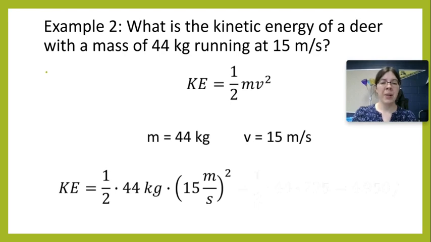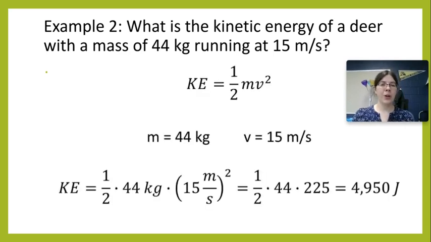So as I go ahead and plug that into my equation, I get 1/2 times the mass times 15 squared. And again, I'm just squaring the velocity, nothing else gets squared. So 1/2 times 44 kilograms times 15 squared, which is 225. So if I go ahead and put that in my calculator, the product of those things is 4,950.